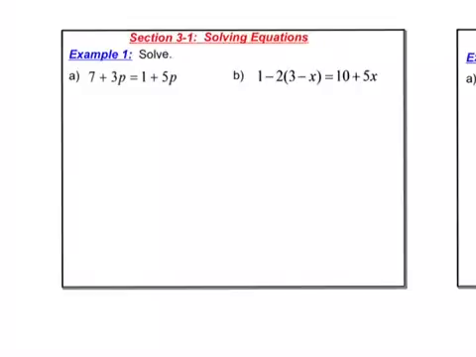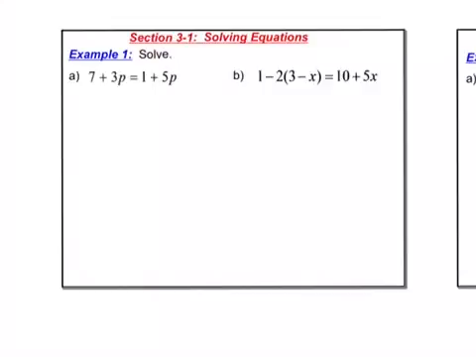Section 3-1, solving equations. A lot of this should look familiar to you, just a good review. If you want for the notes, my suggestion would be to go ahead and try these on your own. So pause the video here in a second, and then I'll walk through the steps of them just as a reminder for you. Okay, so go ahead and pause now and try these two on your own, and then you can fast forward through the video to double check.